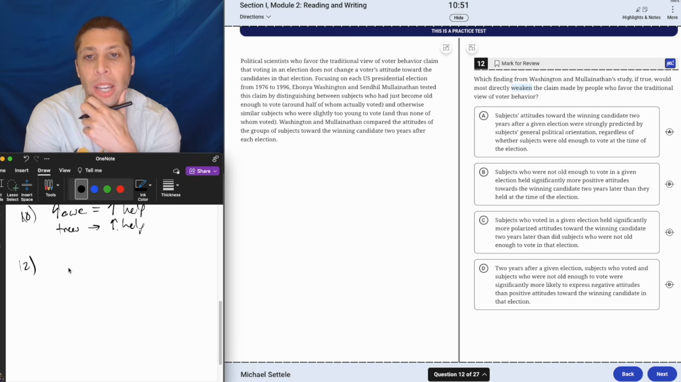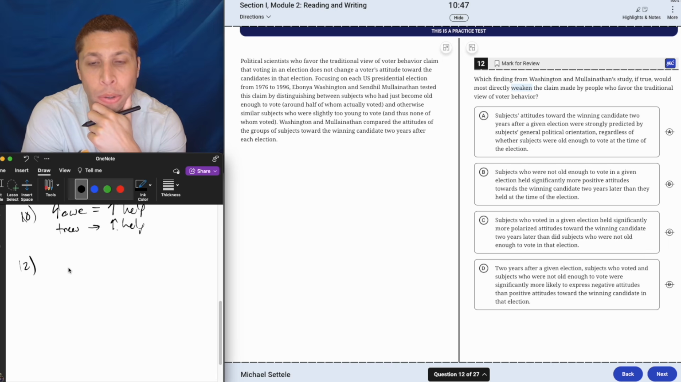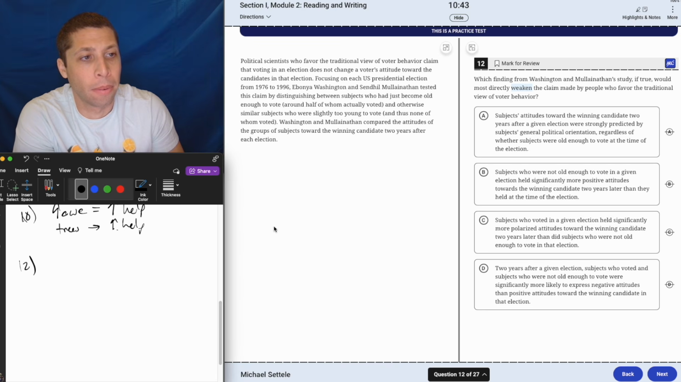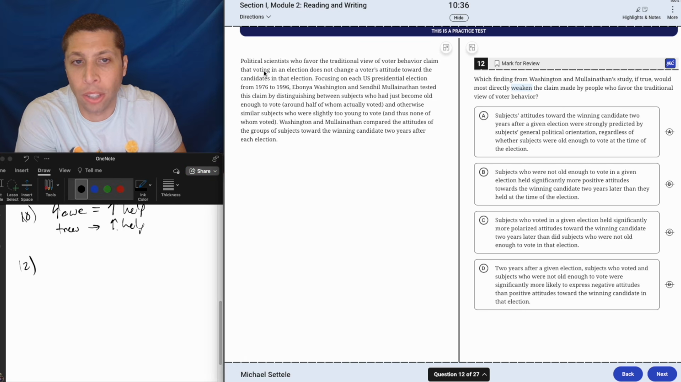Okay. Political scientists who favor the traditional view of voter behavior claim that voting in an election does not change a voter's attitude towards the candidates in that election. Focusing on each, that's the claim. Who favor the traditional view. Yeah, claim voting in an election does not change a voter's attitude. Okay.